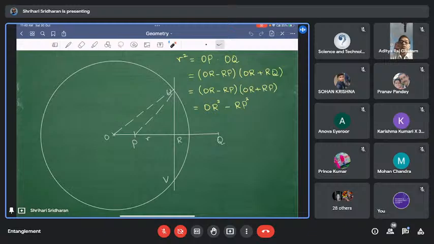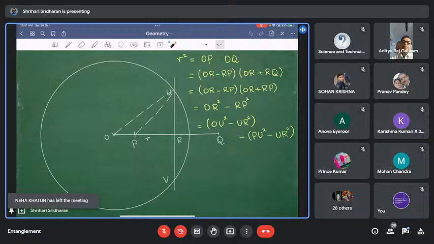Now consider this triangle OUR. The triangle OUR is right angled at R. OU is the hypotenuse. And consider the triangle PUR. That is also right angled at R, and PU is the hypotenuse. And therefore, I can write my OR squared as OU squared minus UR squared. Similarly, I can write my RP squared as PU squared minus UR squared.